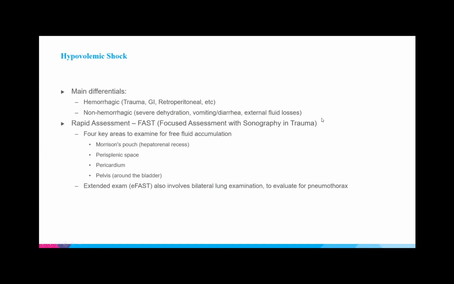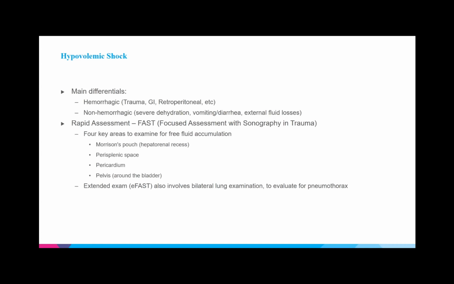So I wanted to talk about hypovolemic shock, and it's a little bit different than distributive shock in that it's usually from volume loss from some etiology, whether it's hemorrhagic causes, right? So trauma, you can have a patient with a GI bleed, or extraperitoneal hemorrhage, and non-hemorrhagic causes. So any patient with severe dehydration, vomiting, diarrhea, they've had external fluid losses.